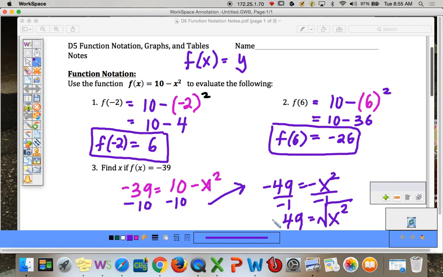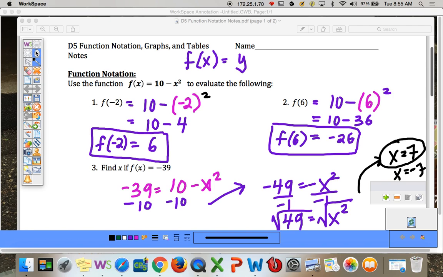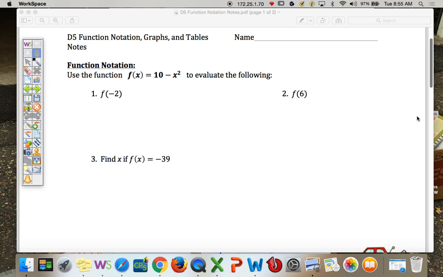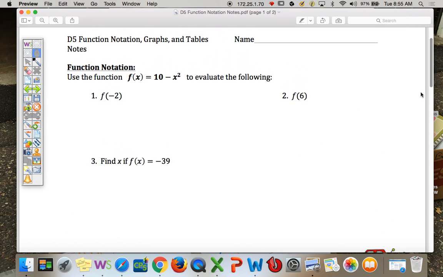And we're going to square root each side to get rid of the squared. The square root of 49 means what number times itself is 49. And there's two answers. X is 7. There's also another answer, x is negative 7, because negative 7 times negative 7 is also 49. But for this unit, if you can come up with x is 7, that will be good. Okay. So again, if I give you the input, you plug it in, give me the output. If I give you the output, you set it equal to the input, and you solve.